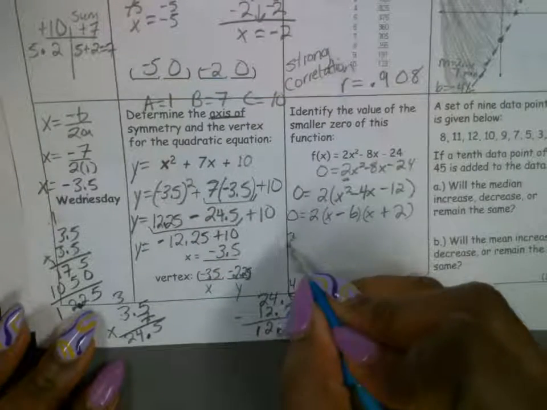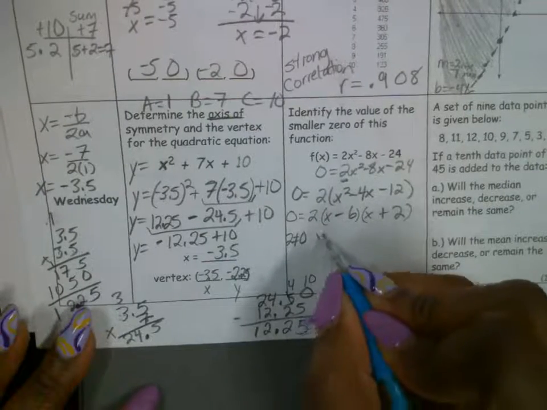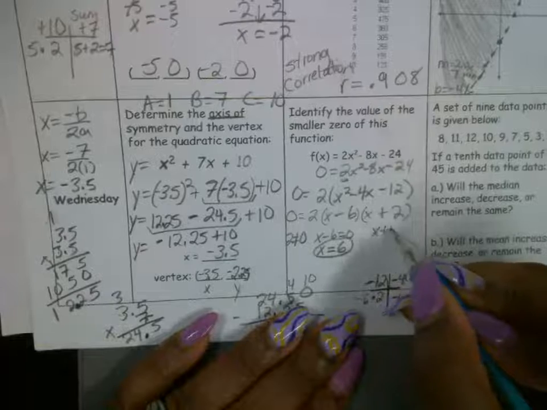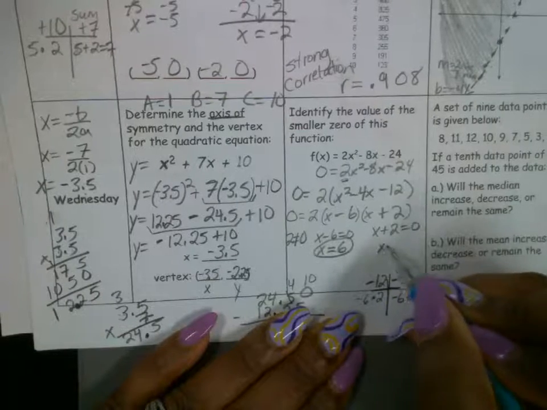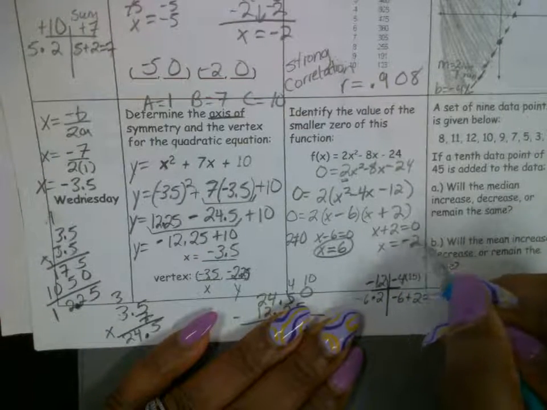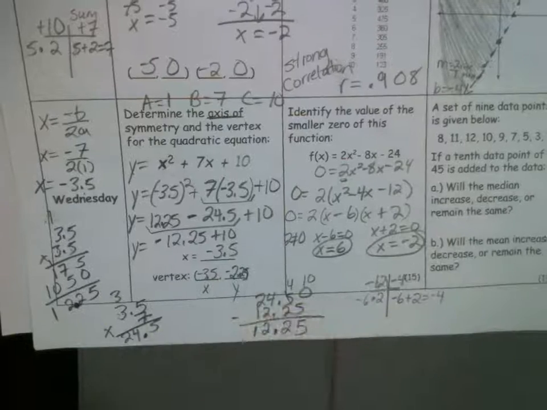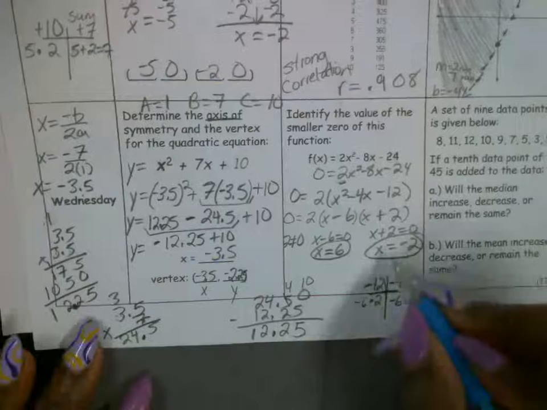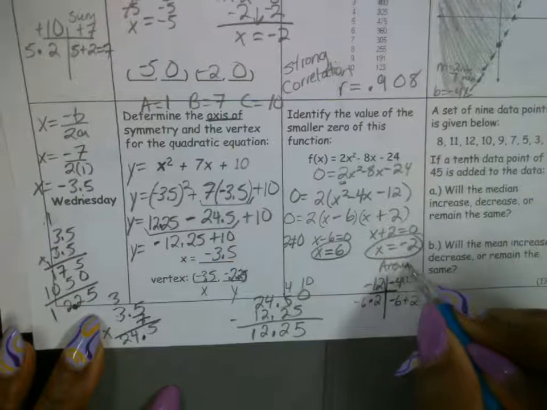Yeah. So 2 equal to 0, we don't even need this, right? It's not true. So now we have X minus 6 is equal to 0. So X here is going to be equal to what number? Positive 6. Okay. Then we have X plus 2 is equal to 0. So X here is going to be equal to what? Negative 2. Okay. So which one is the smaller 0? The negative 2 is the smallest zero, so this is my answer. Any questions about that?